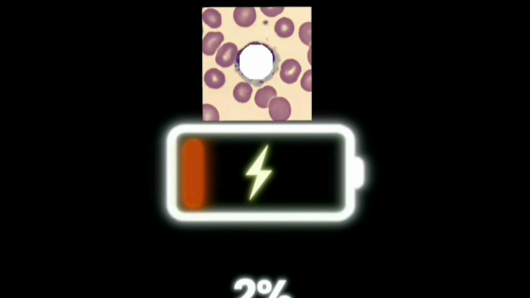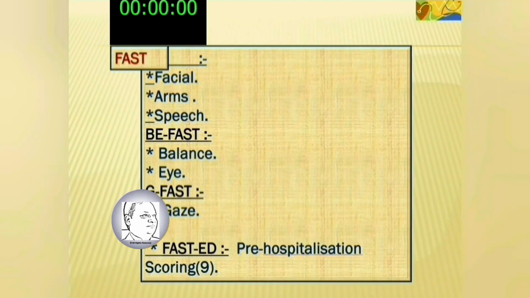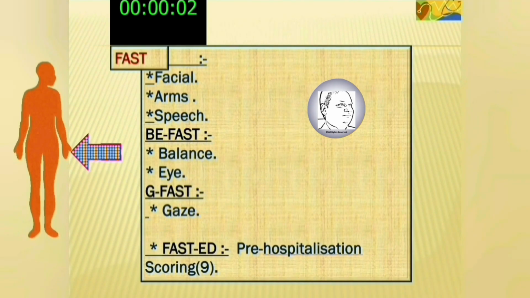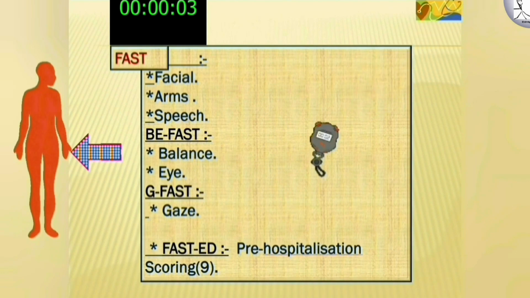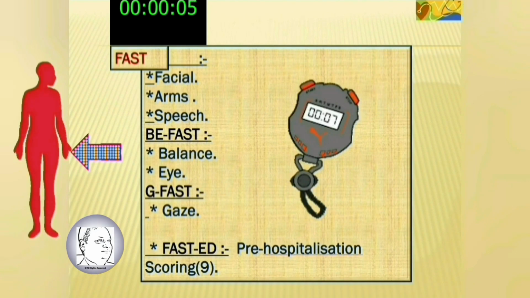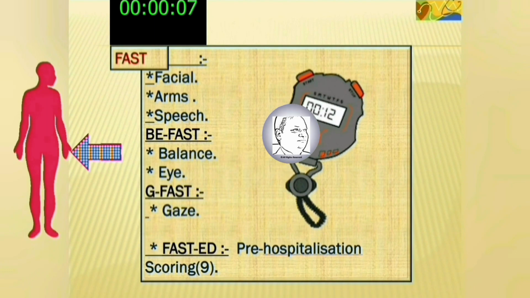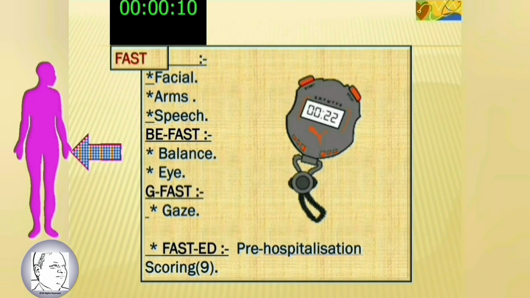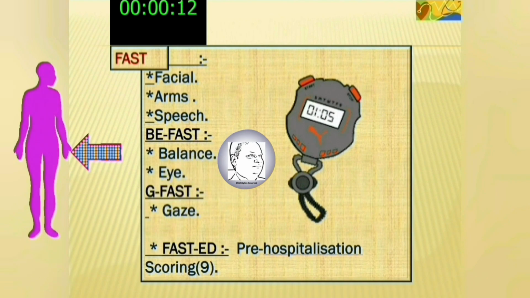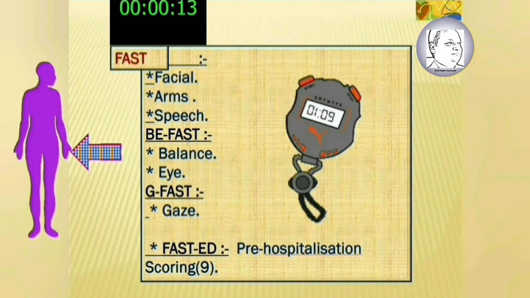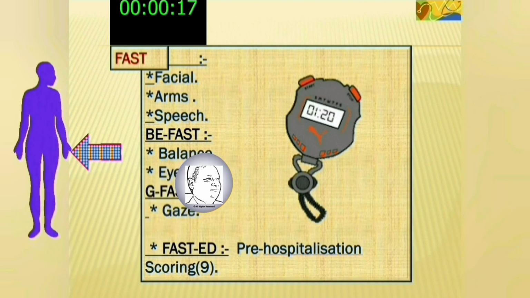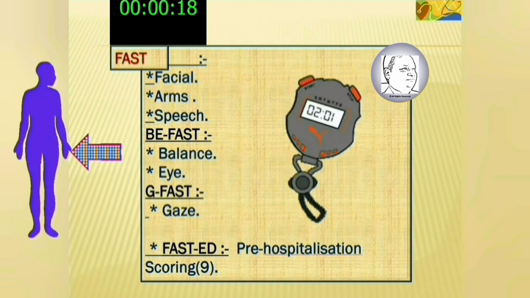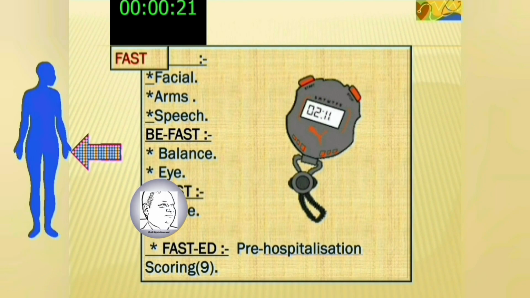Prompt recognition of stroke. A few mnemonics are used for prompt recognition of stroke by patient, caregivers or paramedics. First is FAST. F stands for facial deviation, A for arm, S for speech, T for time. BE FAST: here balance and vision are included apart from FAST. G FAST: gaze is added apart from FAST. FAST-ED: eye deviation and denial are added apart from FAST. If any of the above findings are seen, immediately rush to a stroke ready hospital.